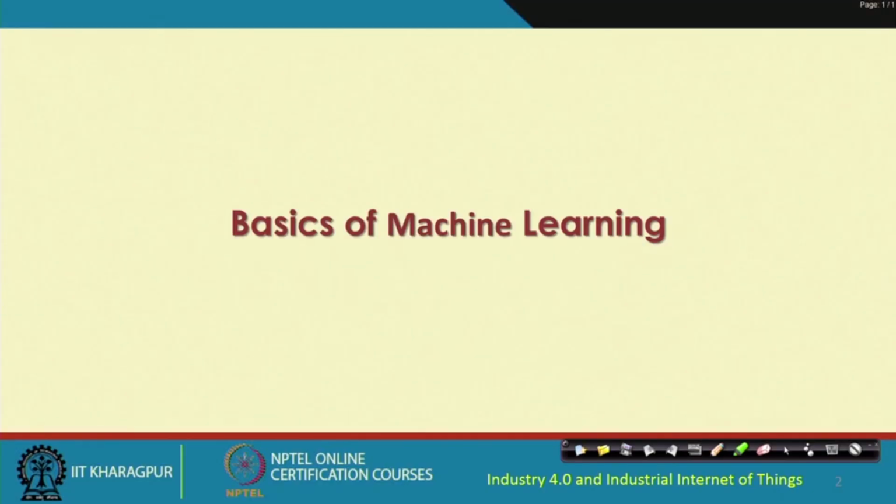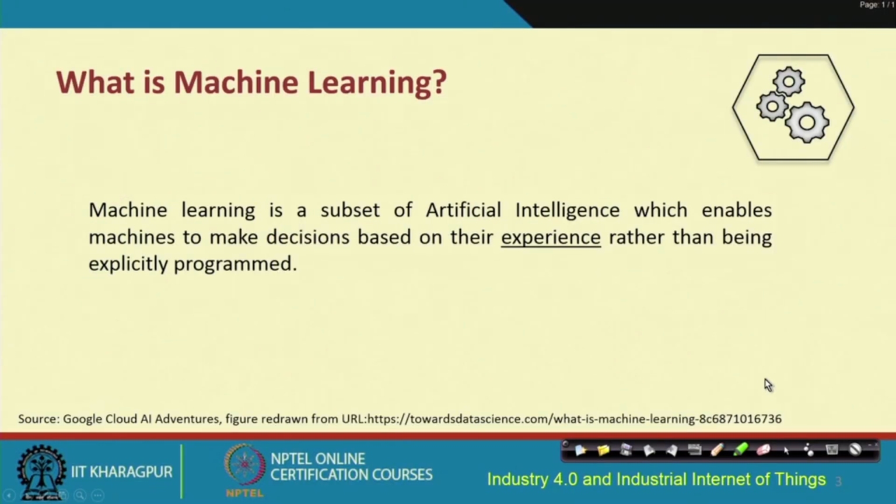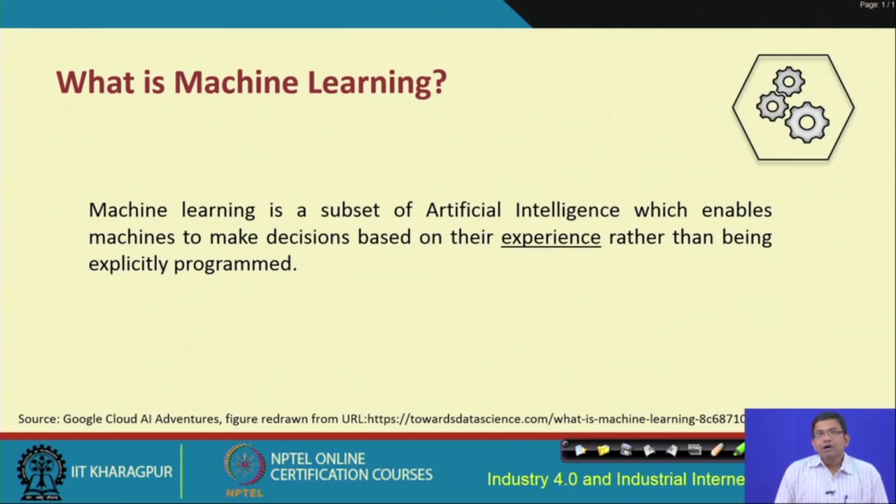So, let us first try to get the ideas of the basics of machine learning. So, what is this machine learning all about? All of us have heard about machine learning nowadays. Machine learning is very popular. Machine learning is being used for analytics, very attractive for IIoT, industrial IoT applications.